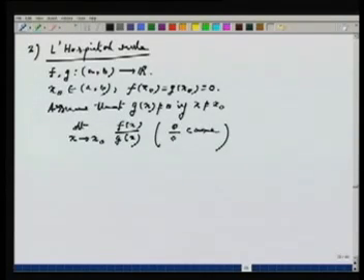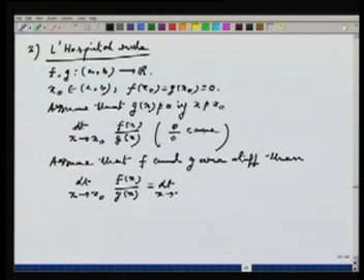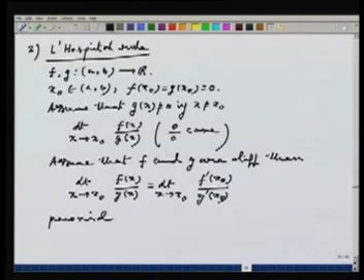Now if I assume that f and g both are differentiable functions, then the L'Hopital rule says that the limit as x goes to x naught of f(x) by g(x) is the same as the limit as x goes to x naught of f prime(x) by g prime(x), provided the right hand side exists.